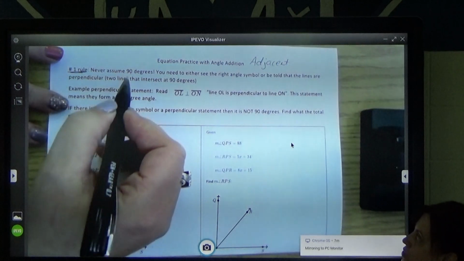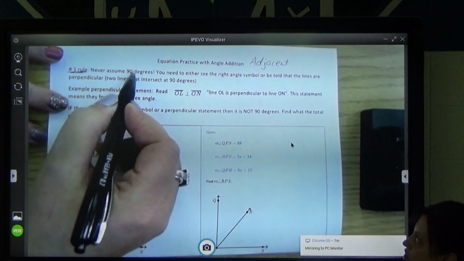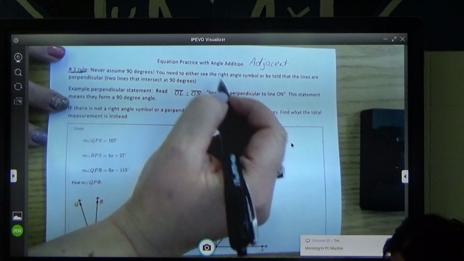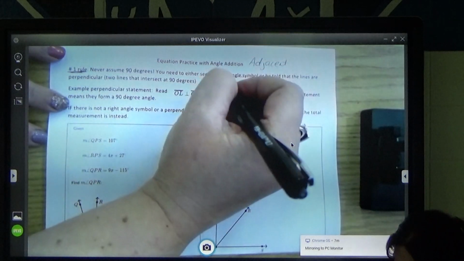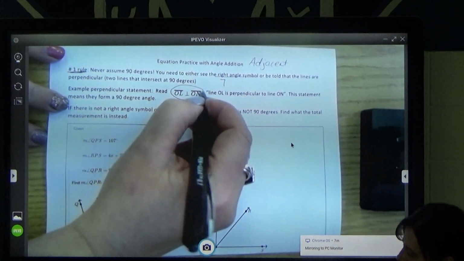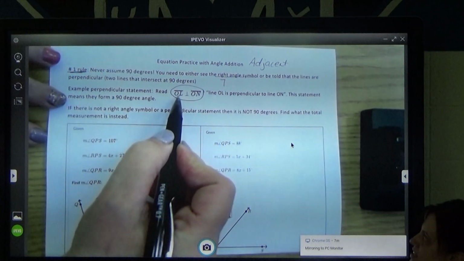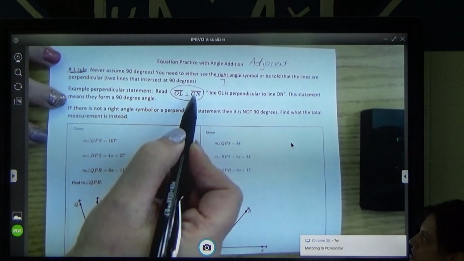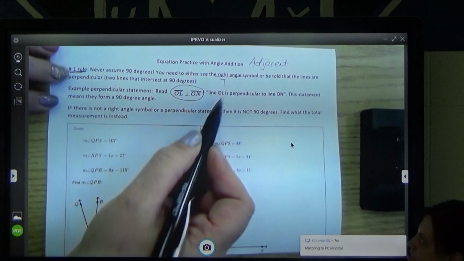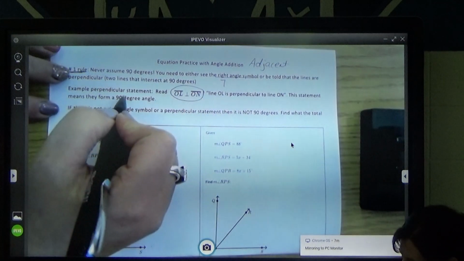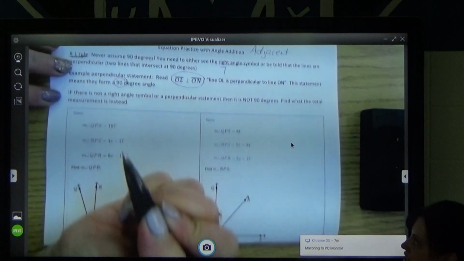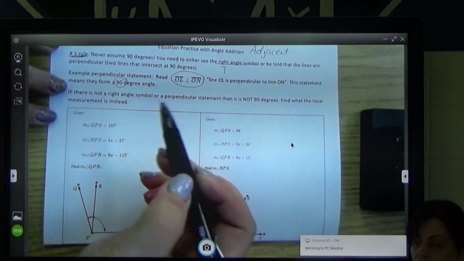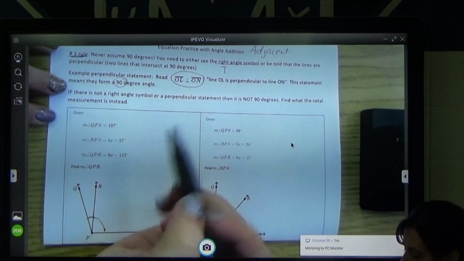The only way that you can know that you're working with 90 degrees is either you're going to see the right angle symbol, that little box, or a perpendicular statement. Here's an example. Line OL is perpendicular to line ON. When you see that statement, that means you do have 90 degrees. If you do not see one of those, then you are working with something other than 90.